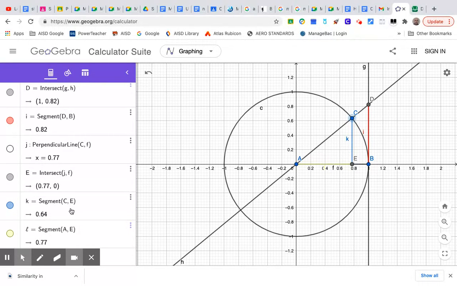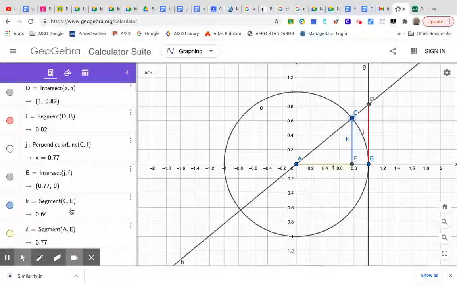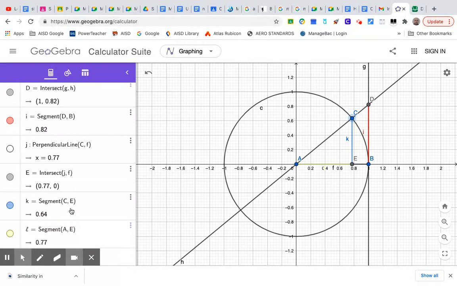Okay, and the idea is, we have two triangles here. We have little triangle ACE and big triangle ADB, and we know from a previous geometry class that the two triangles are similar. ACE is similar to ADB because the corresponding angles are congruent. Both of them have angle A, and both of the triangles are right triangles, and therefore the third angle is congruent. Now, these triangles are not congruent, but they're similar.